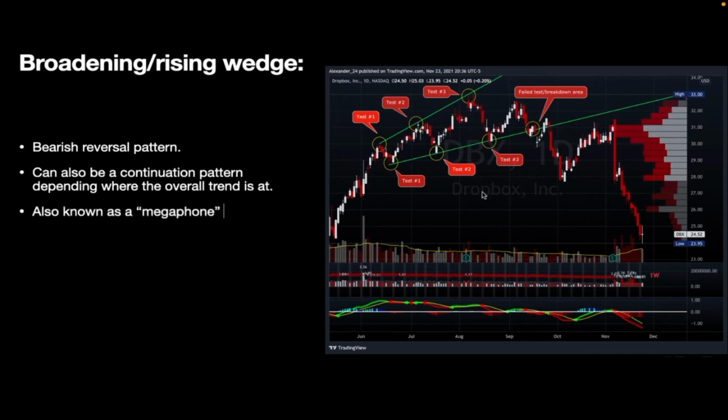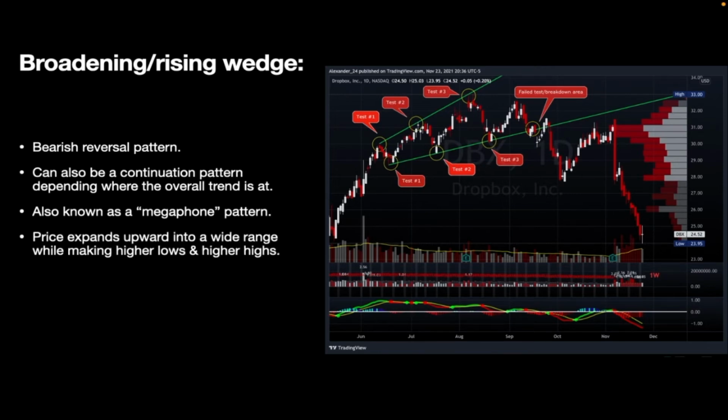So this is also known as a megaphone pattern. Price expands upward into a wide range, making higher lows and higher highs. So similar to our regular rising wedge, except we're expanding. We're not consolidating into a tight range. We're just expanding. And just like all the others, you got 1, 2, 3 tests that verifies our wedge.